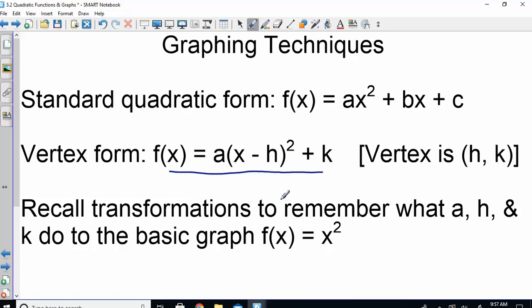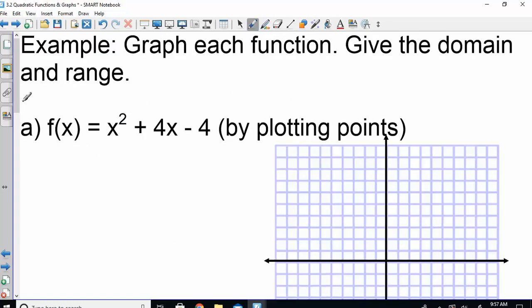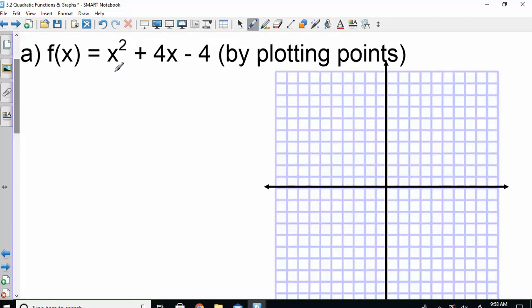So let's start graphing this. If I just give it to you, f of x equals x squared plus 4x minus 4, can I do transformations to graph that? No. So let's just say we made a t-chart. When in doubt, that's what we've done in the past. If we don't know what the graph looks like, we just make a t-chart. Let's try that.